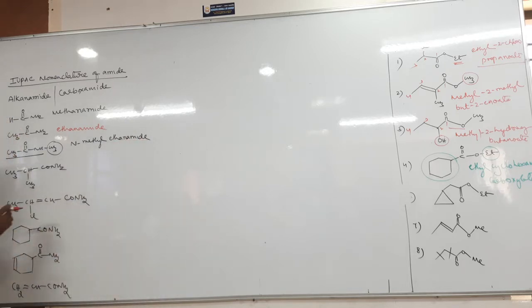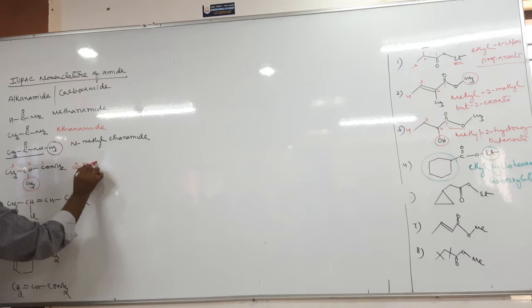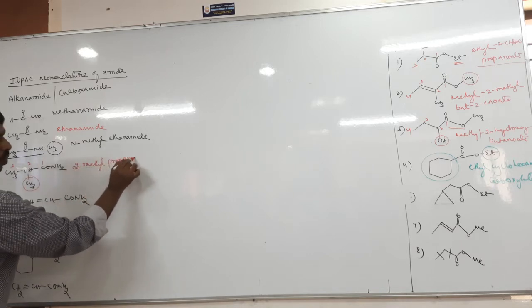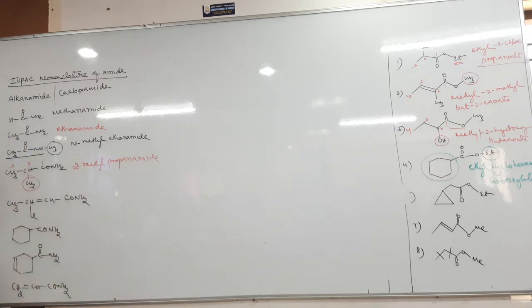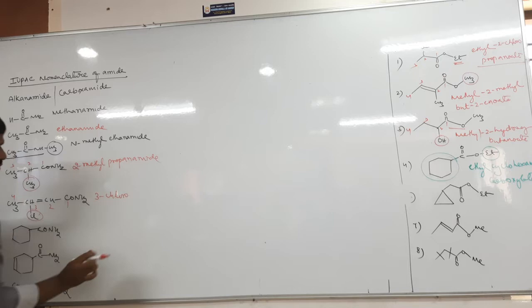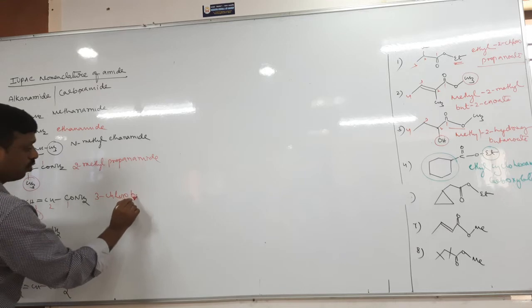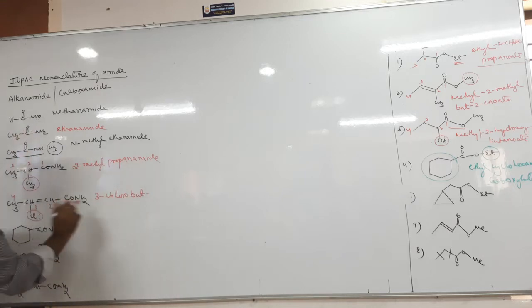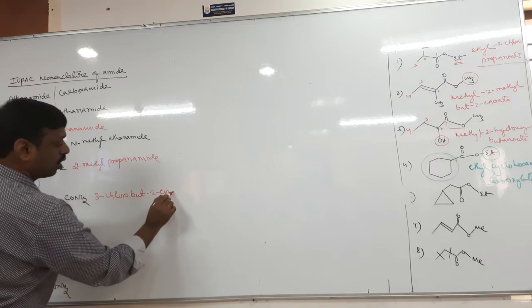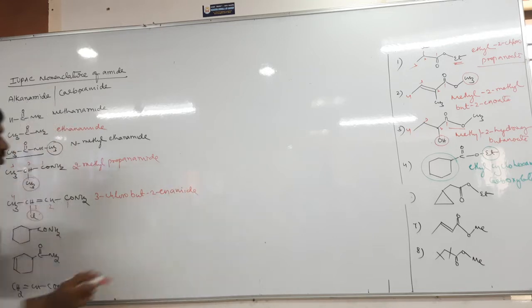ethanamide. Next, it is 1, 2, 3. On the second carbon there is a methyl group, 2-methyl propanamide. Next, again it is 1, 2, 3, 4. A chloro group is present on the third carbon, therefore 3-chloro. Now it is actually butanamide, but a double bond is there, between 2 and 3, so therefore 3-chloro but-2-enamide.